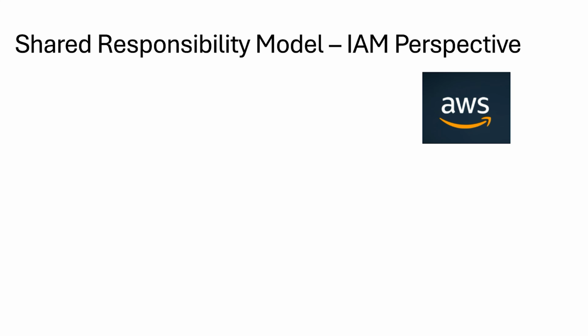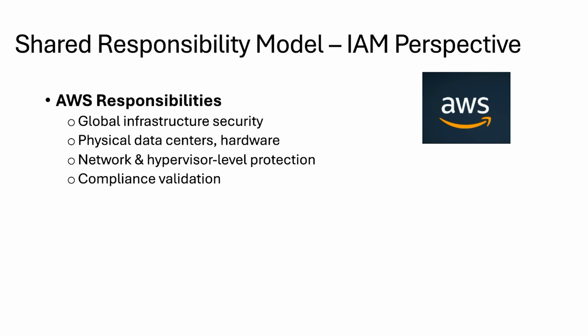So first we need to understand, for each and every service, whether it's IAM, EC2 or any other service, what are the AWS responsibilities and what are our responsibilities. So now we will go through those responsibilities one by one. First, we'll start with AWS responsibilities. AWS is responsible for securing the underlying infrastructure, like global infrastructure security, physical data centers, networking, and hardware. They also handle compliance and system level security.